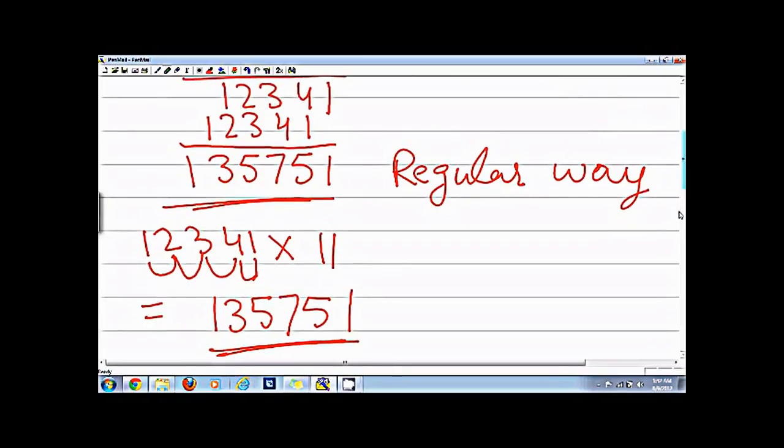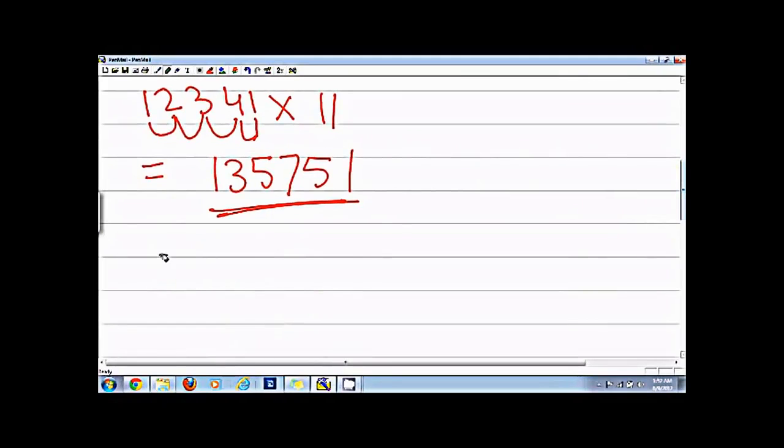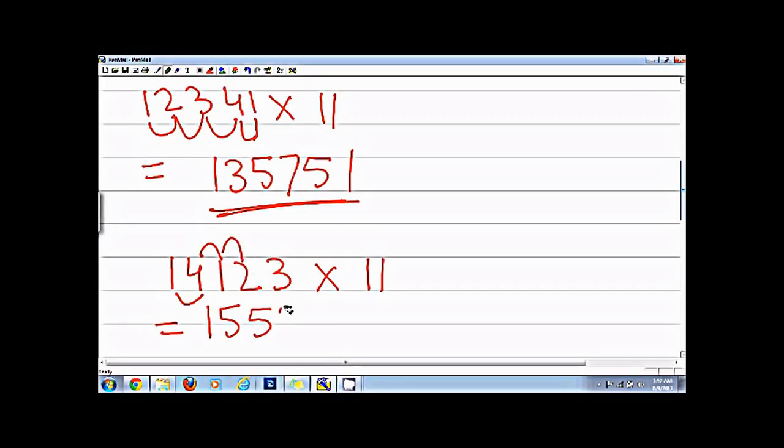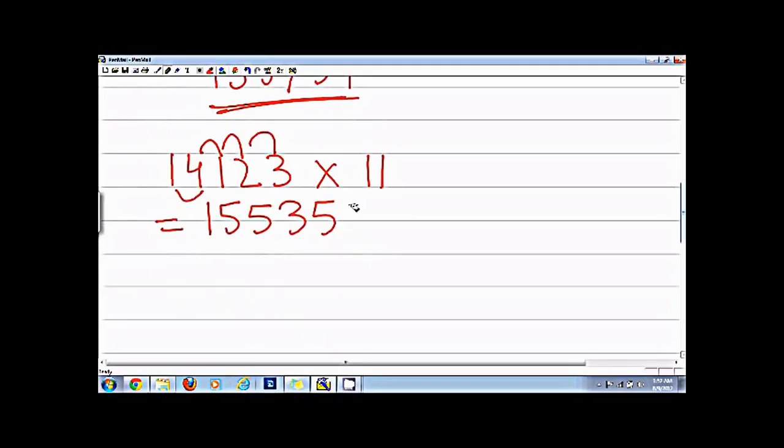So this is the answer I had before. In this way we can skip all this writing and go with the problem in a quick way. Another example will be 14123. In this case we write 1, then 4 and 1 is 5, 1 and 4 is 5, 1 and 2 is 3, 2 and 3 is 5, and then we have 3 in the end. So the answer is 155353. Now this method is a quick way.